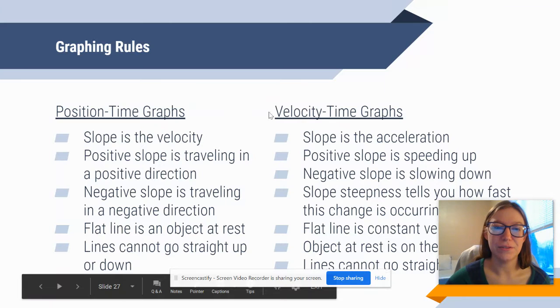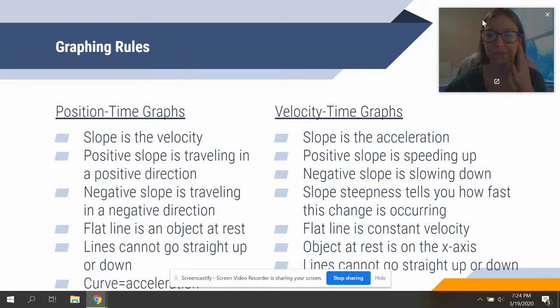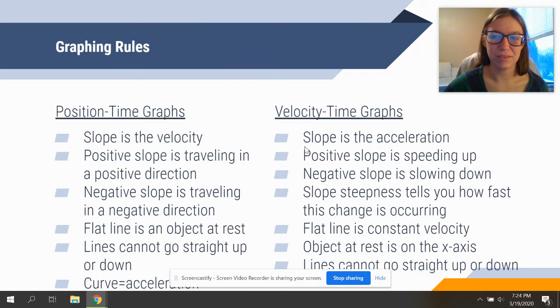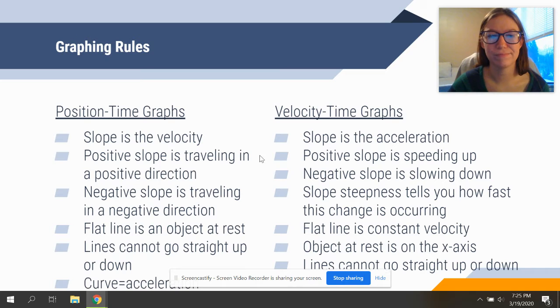Okay. So these are the graphs we're used to. These are the graphs on this test. Move me out of the way. Slope is the acceleration now. It's not velocity. You're either speeding up or you're slowing down, and how steep that slope is tells you if you're doing this very quickly or not. A flat line means a constant velocity, whereas over here it meant an object at rest. And then lines cannot go straight up or down. And if it's at rest, then it's on the actual x-axis. Okay.